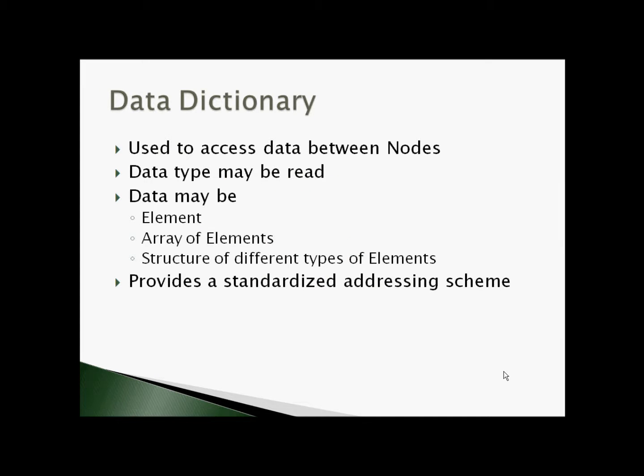Data dictionary. This is the structure defined under CANOpen that allows common naming of data, identification of data type, and complex data sets. So you can either use elements, arrays of elements of the same type, or structure different elements to configure different portions of the system.